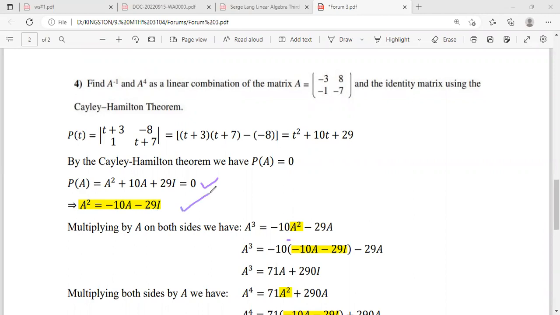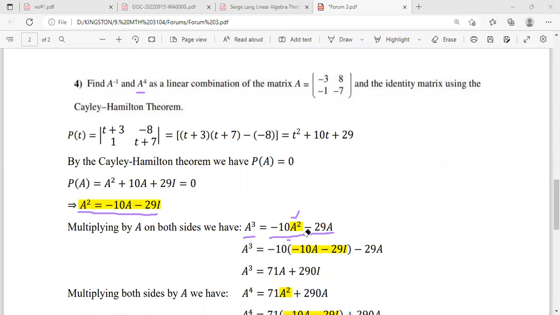But the thing is, we don't want A squared. We want A to the 4th power. But we can use A squared to get to A to the 4th because we can multiply in this equation here that we got. What we can do, we can multiply A by A on both sides. Now when we do that, we'll have A cubed, and you'll have negative 10A squared minus 29A. Now the thing is, we know what the value of A squared is. We know that the value of A squared is negative 10A minus 29I.